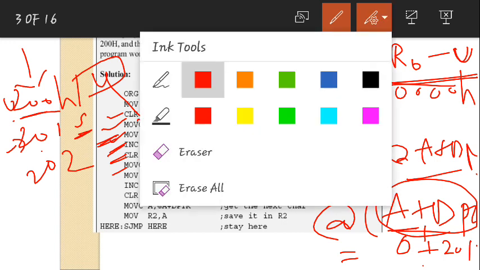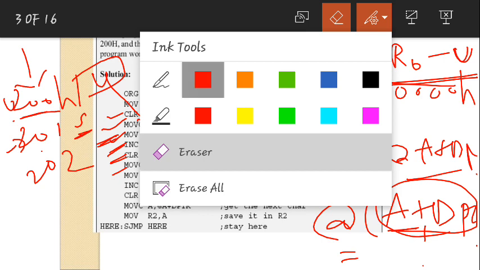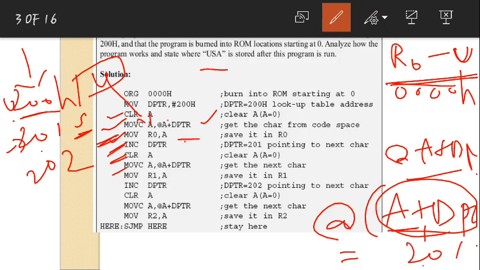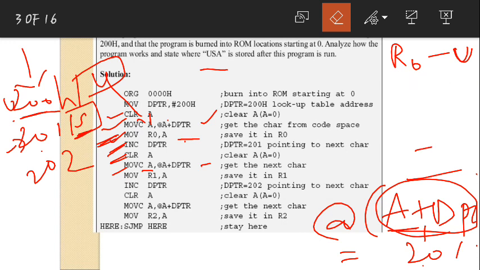So after addition of this, my total result will be 201. Inside 201 I have S here. So this S will be moved to this A. Now after execution of this line, the accumulator will be equal to S. The ASCII character S will be moved into this accumulator. Now again I want to store that accumulator in some other register. I'll take R1 and store S. So I'm writing this instruction, MOV R1, A.